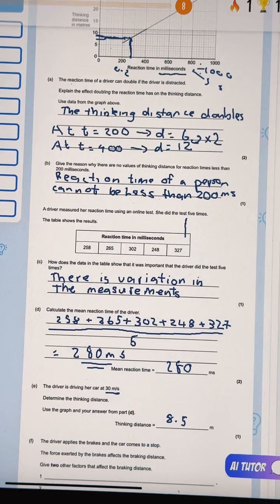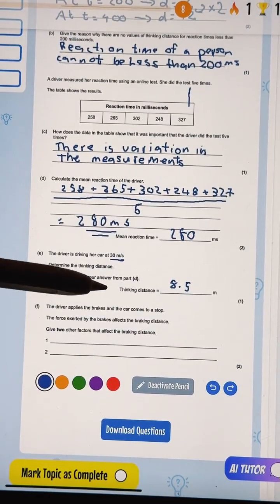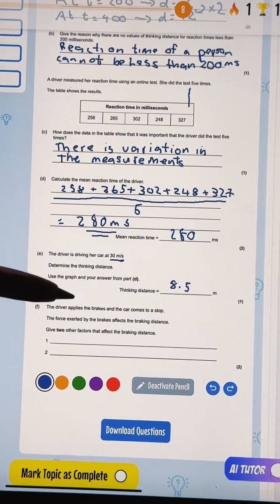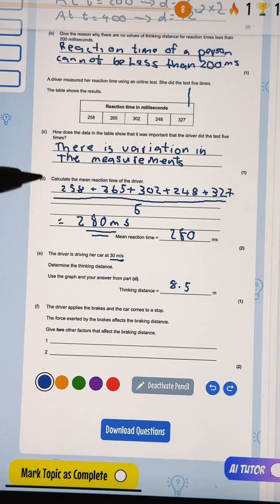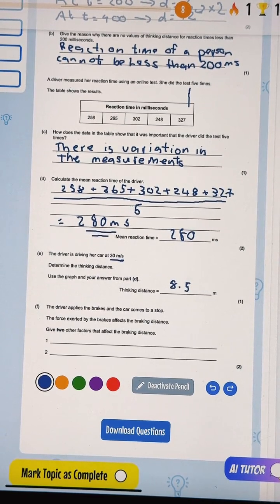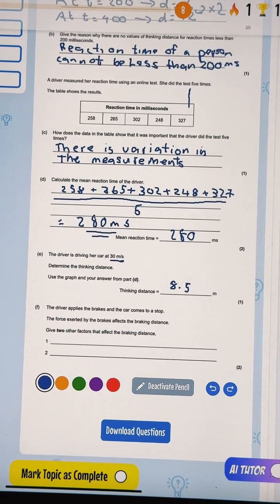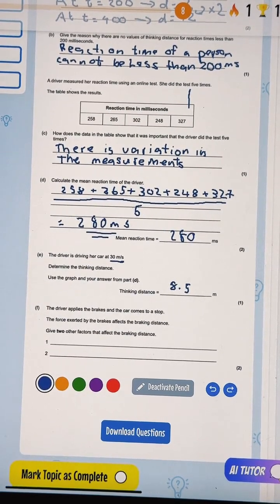Okay, glad that makes sense. So back to this question. The driver applies the brakes and the car comes to a stop. The force exerted by the brakes affects the braking distance. Give 2 other factors that affect the braking distance. Earlier we saw questions about factors affecting thinking distance. But in this case, this is braking distance. This is where you physically apply the brakes and now the car is trying to come to a stop. So once you've applied the brakes, what kind of things are going to affect the car coming to a stop?